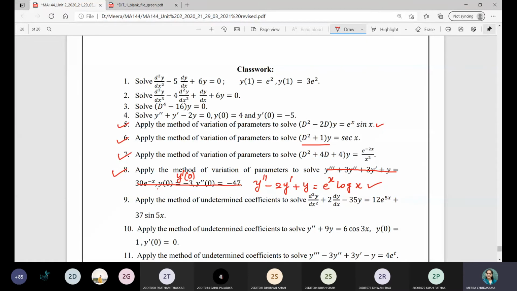I am giving you 5 minutes to solve this one. One by one, in each and every step, you verify your answers. Ma'am, what is y of 0? Here it is not given. Initial conditions are not given, you will just get the general solution. Okay, ma'am. Consider this as the example right now.